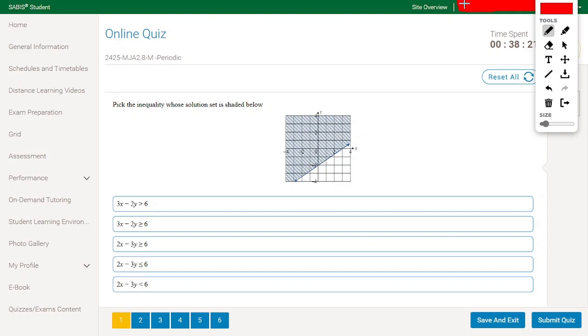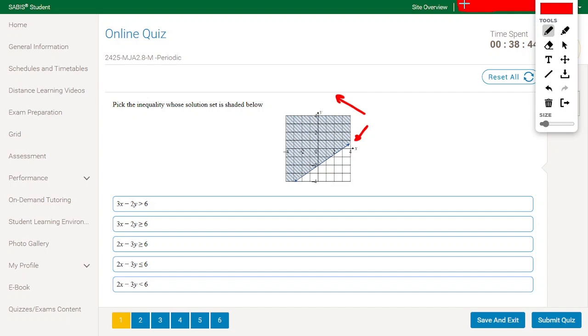Pick the inequality whose solution set is shaded below. We have a line and the solution above that line. So now let's see these inequalities. We have 3x minus 2y bigger than 6. And we have the same here, 2x minus 3y.